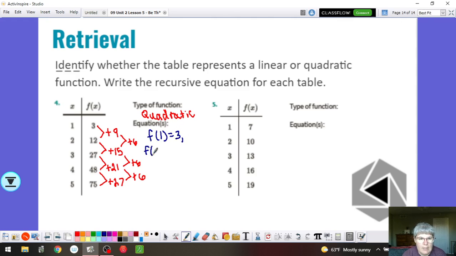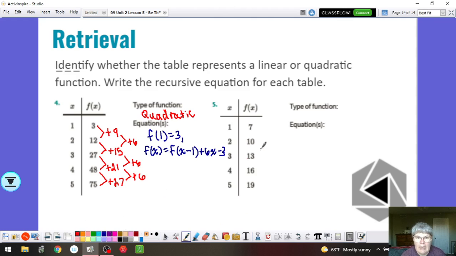And then we say that f of x is equal to the previous term, f of x minus 1. Our second difference is 6, so we have a plus 6x. But then we need to decide if we need to add or subtract anything to 6x. To do that, I'm going to take 2 times 6 is 12, but to get that second term we added 9. So to go from 12 to 9, I have to subtract 3, and that is my recursive equation.